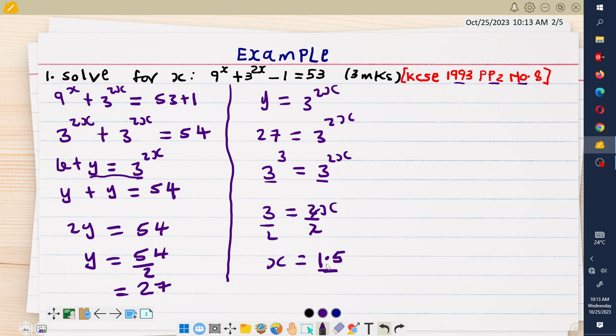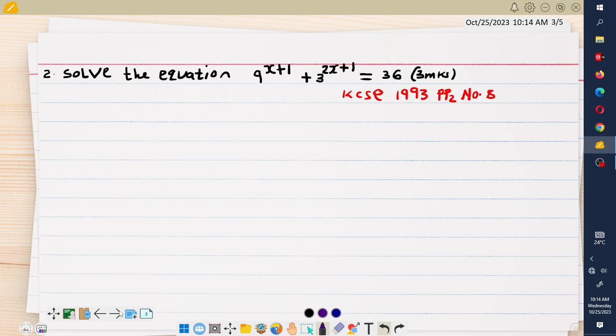So that is our value of x. Then we look at the second example, which reads: solve the equation 9 power x plus 1, then plus 3 power 2x plus 1, is equal to 36. This is also a past cases equation which was done in the year 1993, paper 2, question number 8.